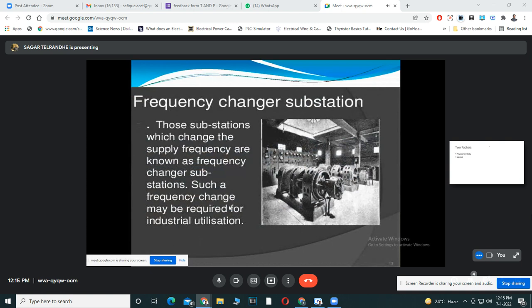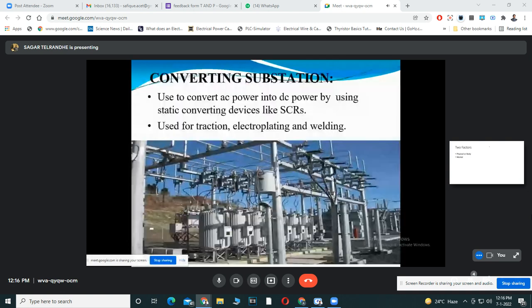Converting substations. These converting substations are used to convert AC power into DC power by using static converting devices like SCRs, and it is used for traction, electroplating, and welding purposes.